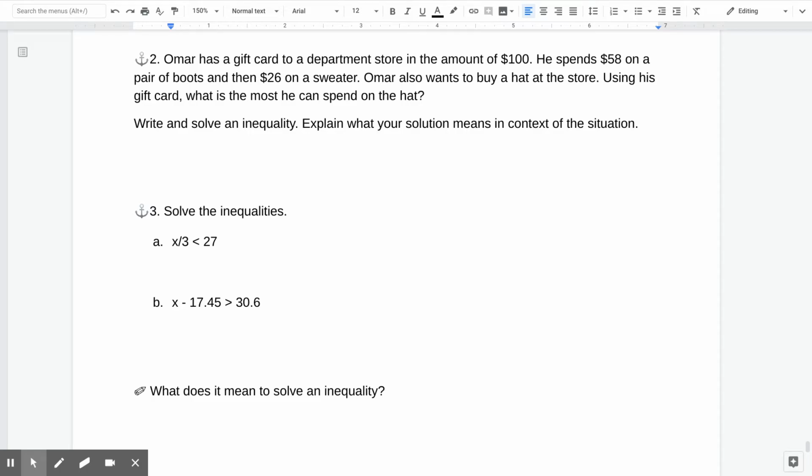Match Fishtank, Unit 6, Lesson 11, Anchor Problem 2.